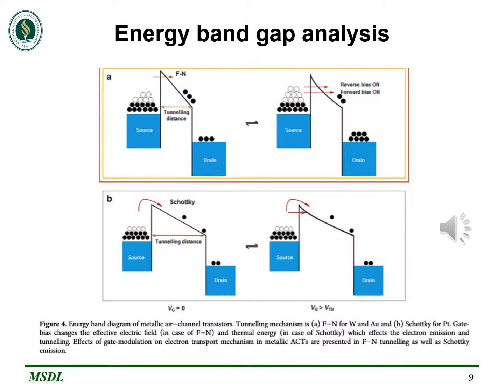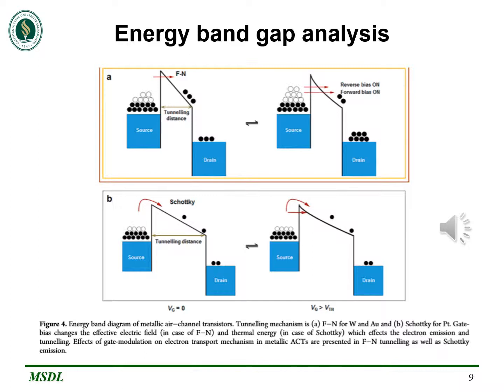Now we're going to talk about energy band gap. On the figure that you have in front of you, figure C, you can notice the linearity in current versus voltage, confirming the Schottky emission in platinum. Tunneling distance is shorter in Fowler-Nordheim, where electrons pass through the barrier at lower energy level due to the electric field, as shown in figure A.